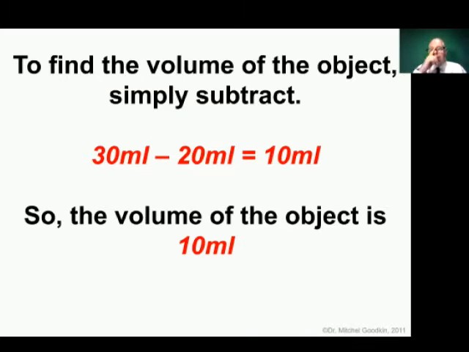Okay, so now to find the volume of the object, all you have to do is subtract 30 milliliters, which was the volume after, and 20 milliliters, which was the original volume, so that equals 10 milliliters. So the volume of the object is 10 milliliters. 30 milliliters minus 20 milliliters is 10 milliliters.